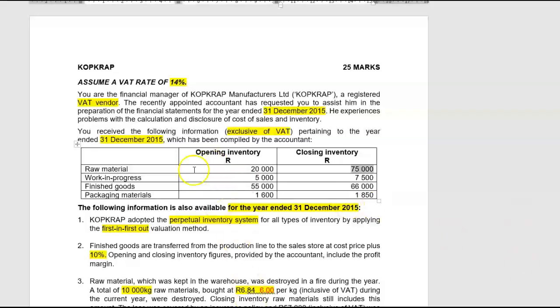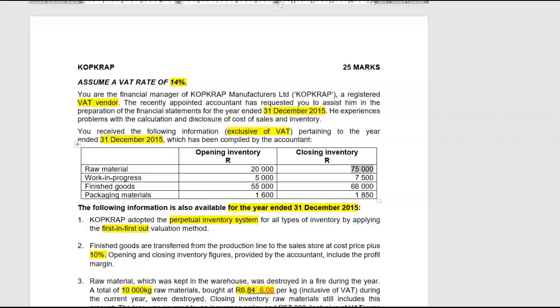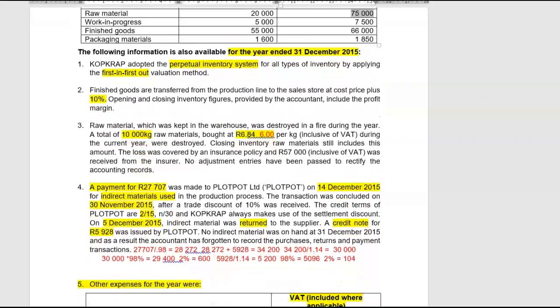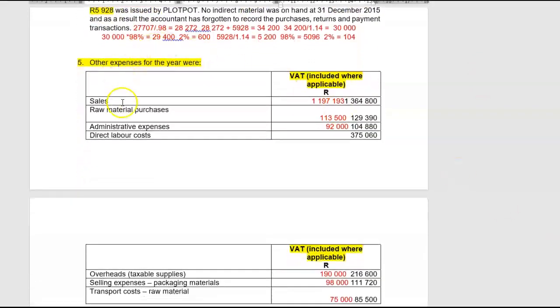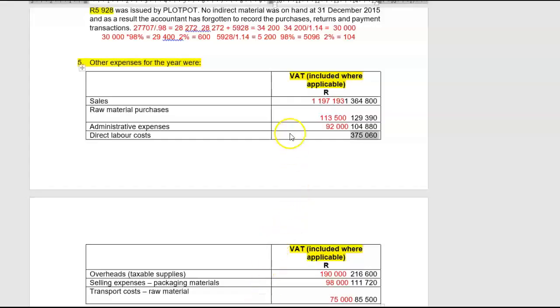Great. Work in progress had an opening balance of 5,000. It had a closing balance of 7,500. So there's my closing balance of 7,500. There's a number of overhead entries that we still have to account for. Admin expenses, normal operating costs, it doesn't appear anything in cost of manufacturing. Direct labor costs, 375,060, that would have been posted against my work in progress account, direct labor, 375,060. Remember, it's not subject to VAT.